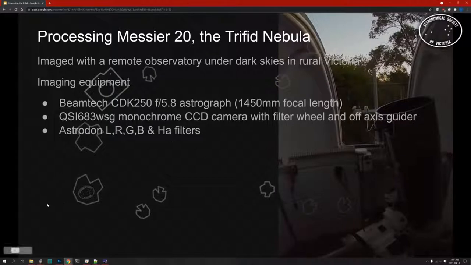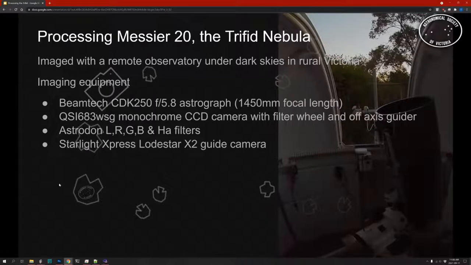I'm going to click on that window. So red, green, blue, luminance filter. The luminance filter is basically clear. And there is hydrogen alpha data as well. I don't know whether we'll have time to look at that.